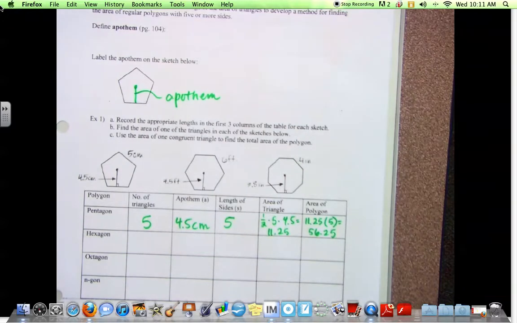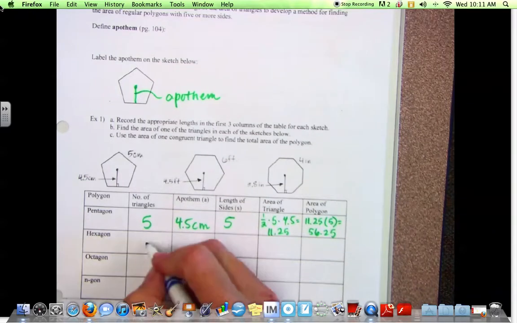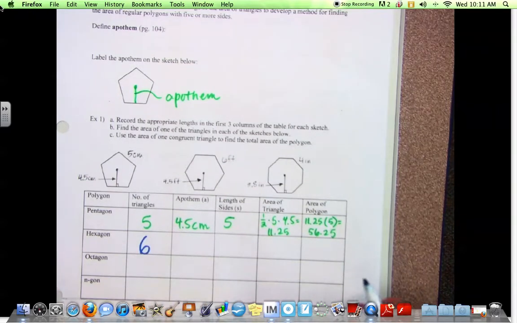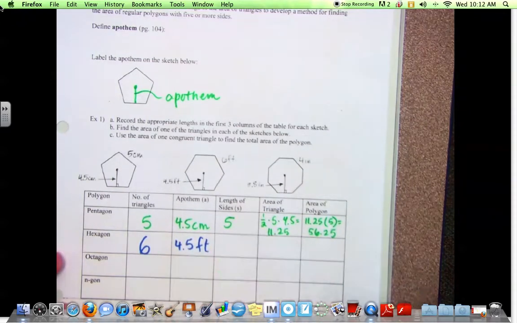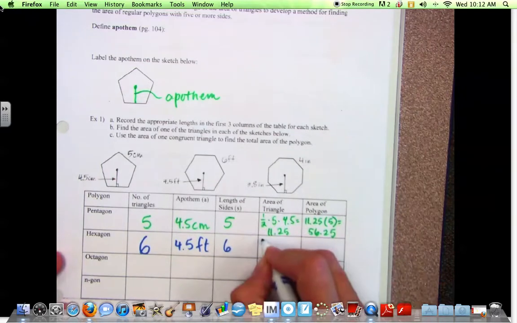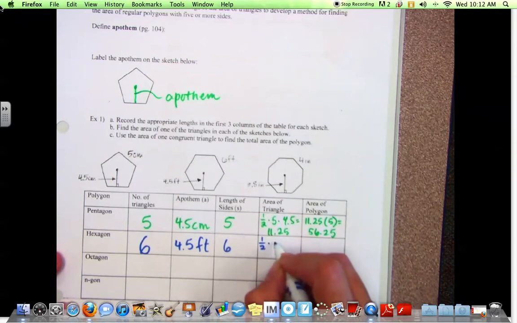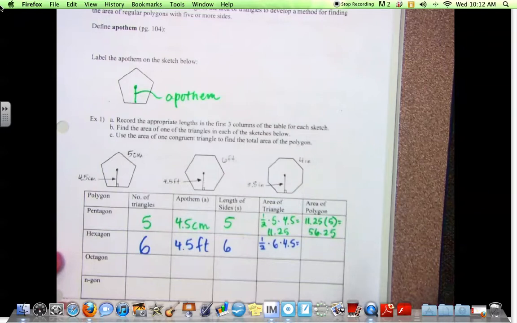All right, the hexagon is broken up into how many triangles? 6. What's the length of the apothem on the hexagon? 4.5 also. What's the length of the side? 6. So to find one triangle, what do I multiply? 6 times 4.5. And that gives us an area of... 43.5? No, wait.